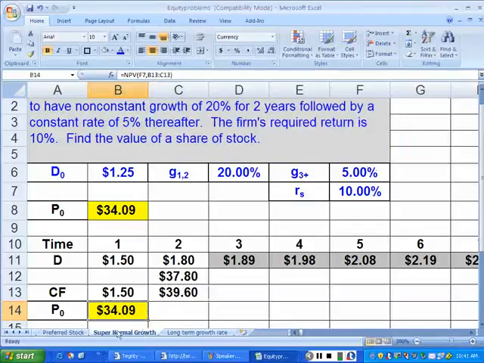When we come through there, we find that that stream gives us exactly the same value as the big stream right here. That's the case of supernormal growth. Turn it into a constant growth model at some point in time.